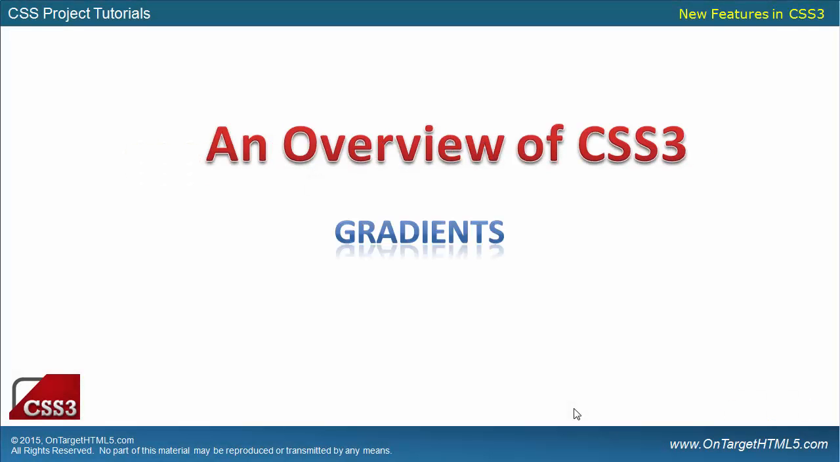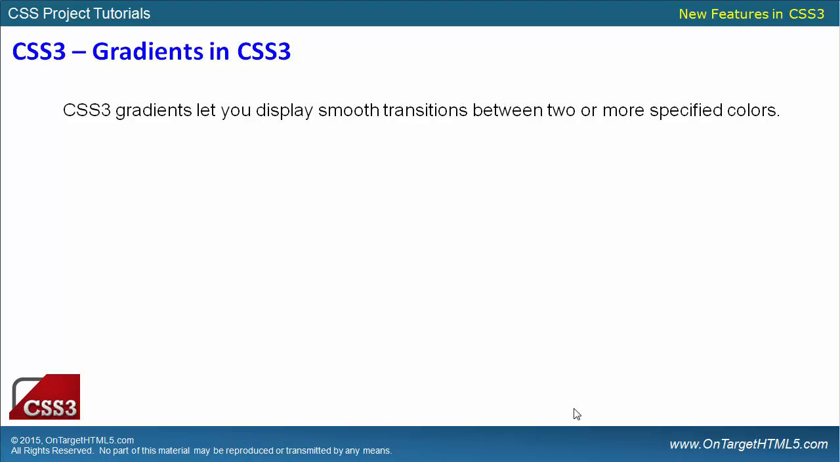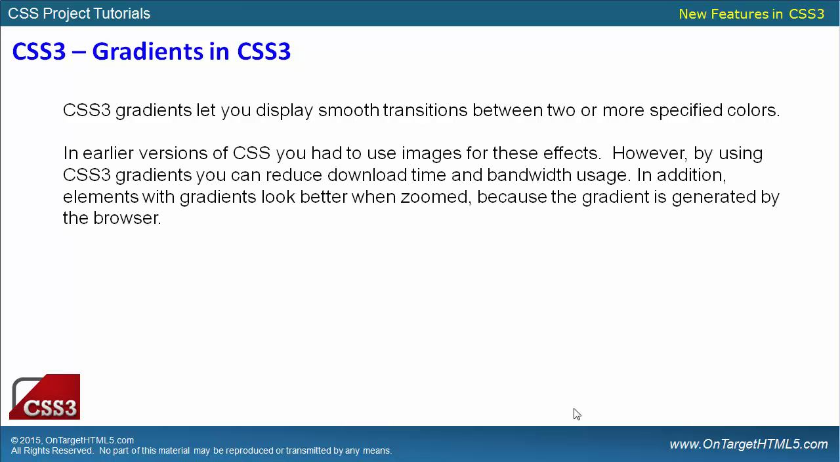I'm Mike King, your host, and in this tutorial we're going to talk about gradients in CSS3. CSS3 gradients let you display smooth transitions between two or more specified colors using just CSS. In earlier versions of CSS, you had to use images for these effects. However, by using CSS3 gradients, you can reduce download time and bandwidth usage.